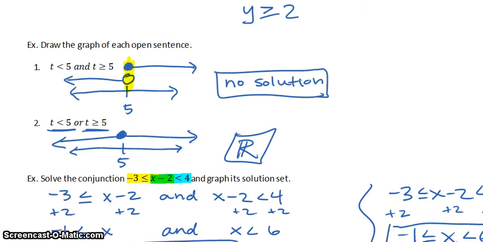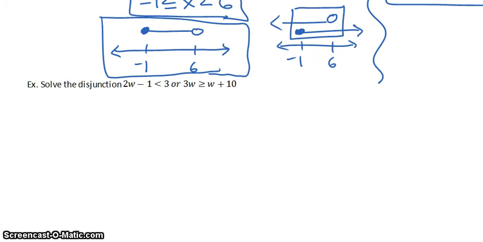Solving a disjunction. Okay, so again, all you're going to do is solve separately. Add 1. So 2w is less than 4. Divide by 2. w is less than 2.